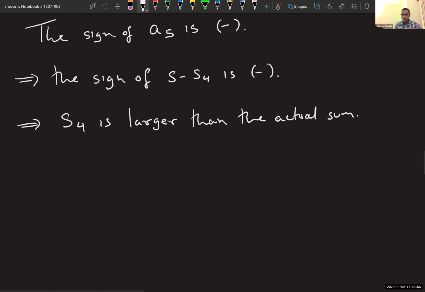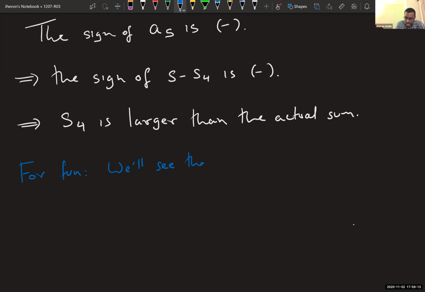Okay. Now, let's make some comparison for fun. I did mention this a couple times, but we're actually going to prove this. Probably not today, but by next class for sure. We'll see that this sum is actually equal to minus ln of 2. Very strange answer, but that's the actual answer.